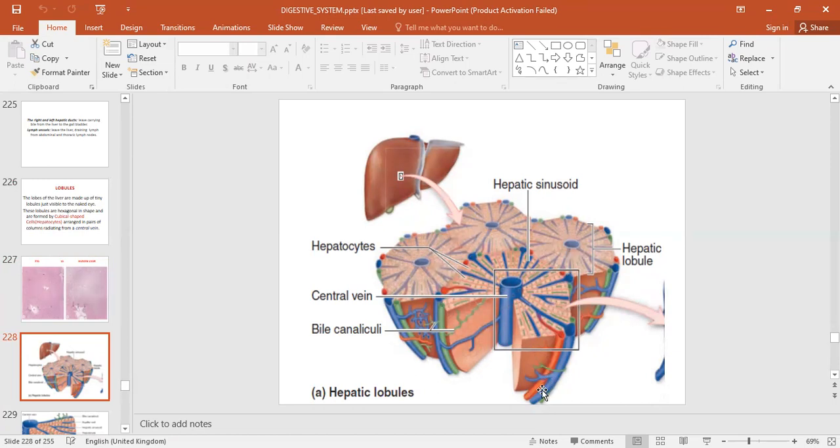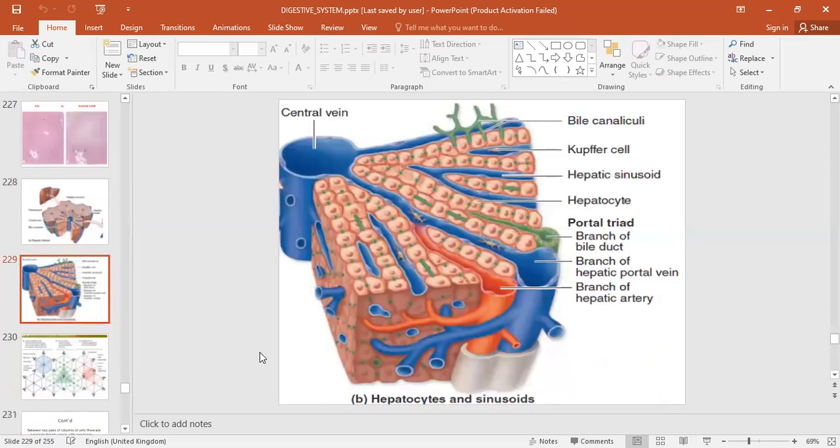Now, what happens is blood in the hepatic artery and blood in the portal vein mix here to form a sinusoid. You can see this is oxygenated blood, that is deoxygenated blood. There is a sinusoid that connects to the central vein. By the time blood reaches the central vein, these cells here, the hepatocytes, would have used that blood.